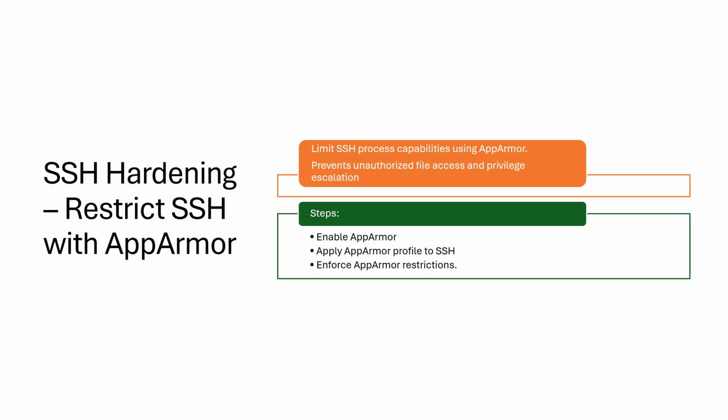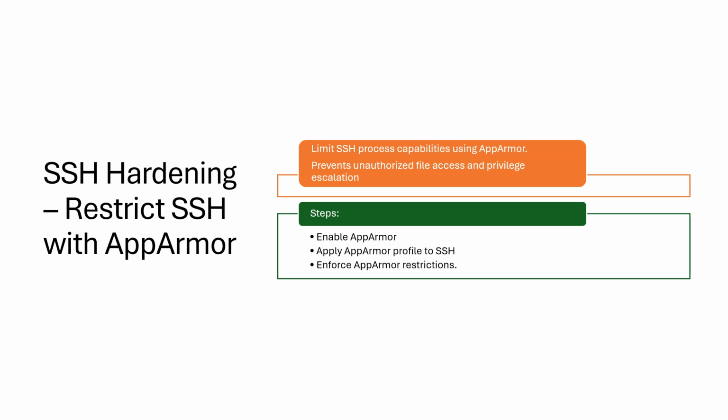Additionally, we're going to harden SSH with AppArmor, just like we have done everything else. We use the mandatory access control built into AppArmor that restricts what processes can access. By applying an AppArmor profile to SSH, we can prevent unauthorized file access and limit its capabilities.